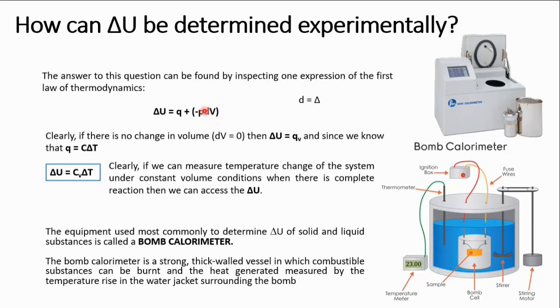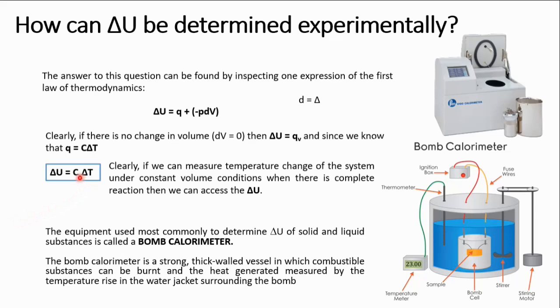If you could do that, then delta U would be equal to just Q, because zero times P is zero. So if dV is zero, because you're doing the reaction in a vessel where the volume cannot change, then this entire part of the equation becomes zero, and so delta U is equal to Q, which is the heat. Q, we know, is given by C delta T, where C is the heat capacity and delta T is the change in temperature. Therefore, if delta U is equal to Q, but Q is equal to C delta T, then delta U is equal to C delta T.